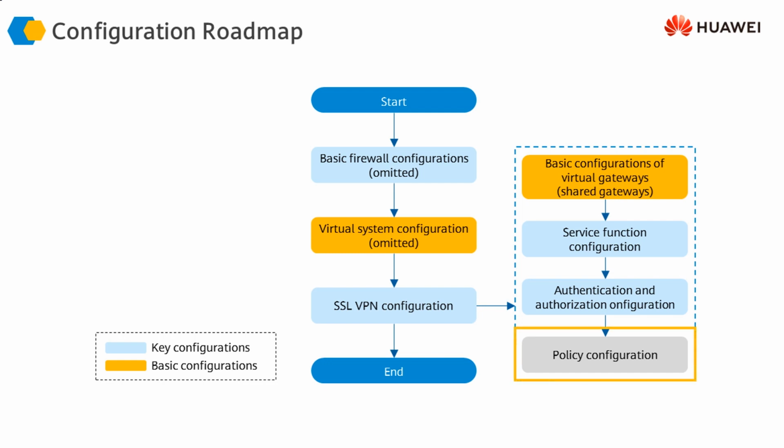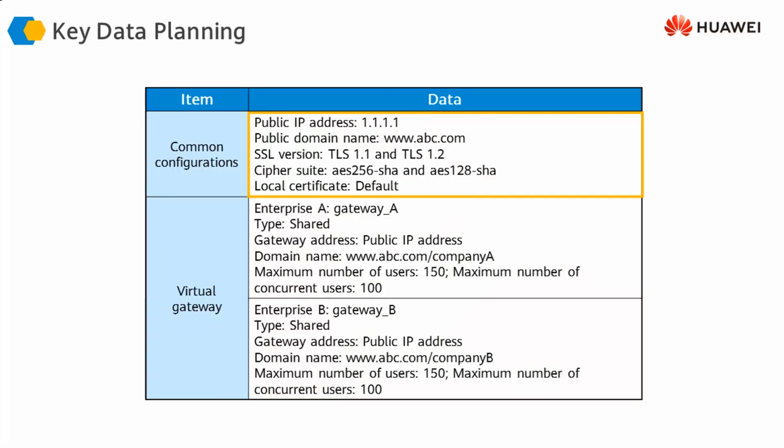So let's take a look at the basic configurations. These are the parameters which we are going to use for doing the basic configuration. The common configuration is going to be done on the public gateway, where we assign a public IP address which is going to be shared by the different virtual gateways. Then we give it a public domain name, and they are going to share this public domain name as well along with the subdomain name.